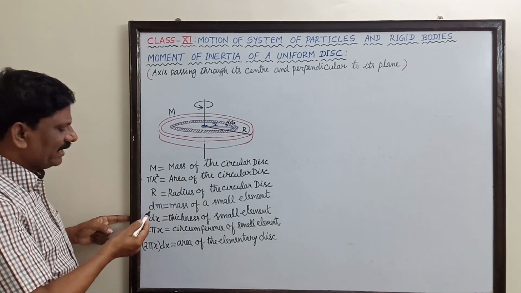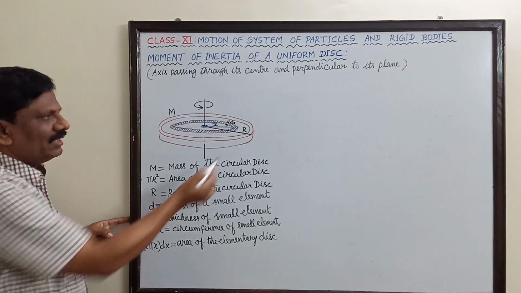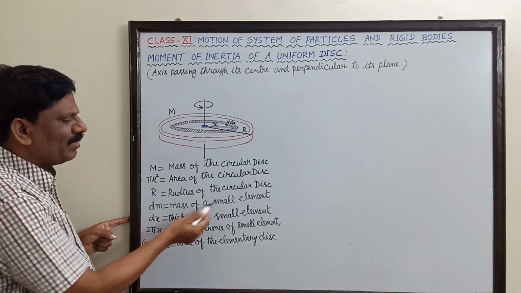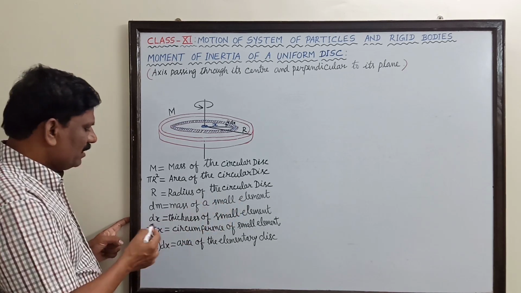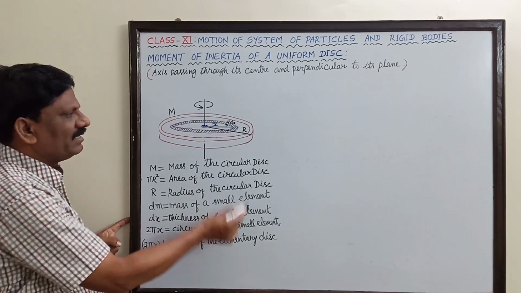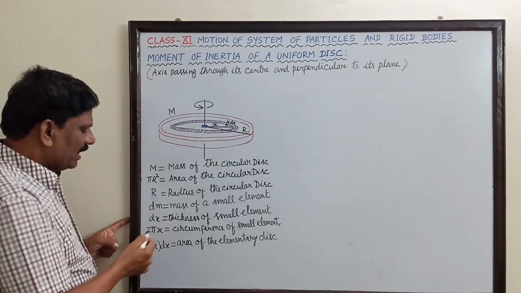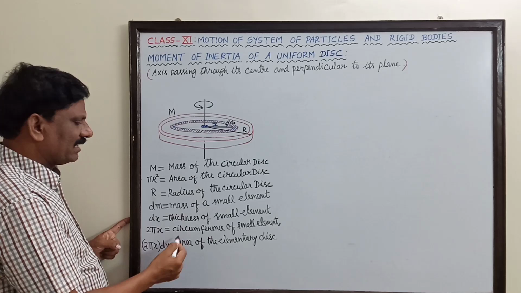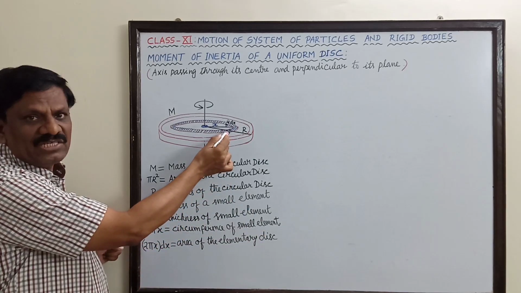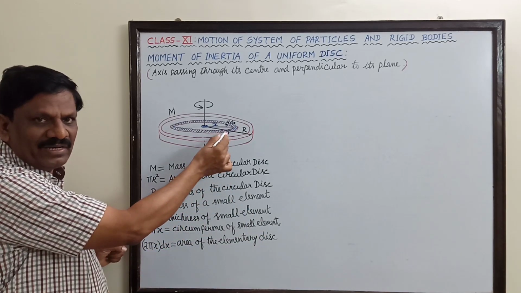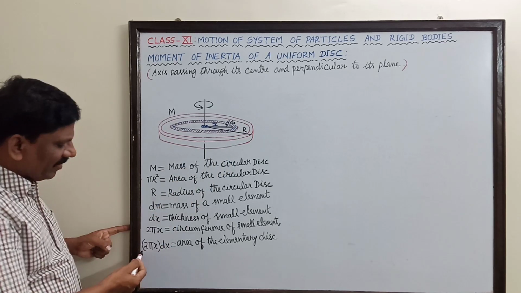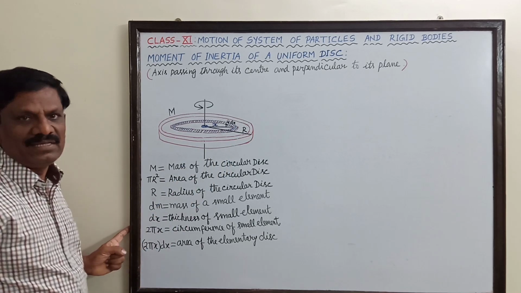Now, you can see here its mass is dm. The elementary ring is having a mass dm. So, dm represents the mass of a small element, dx is the thickness of the small element, and 2 pi x is the circumference of the small element. It is an elementary ring only. Understand that? Now, the area of the ring is given by 2 pi x into dx.